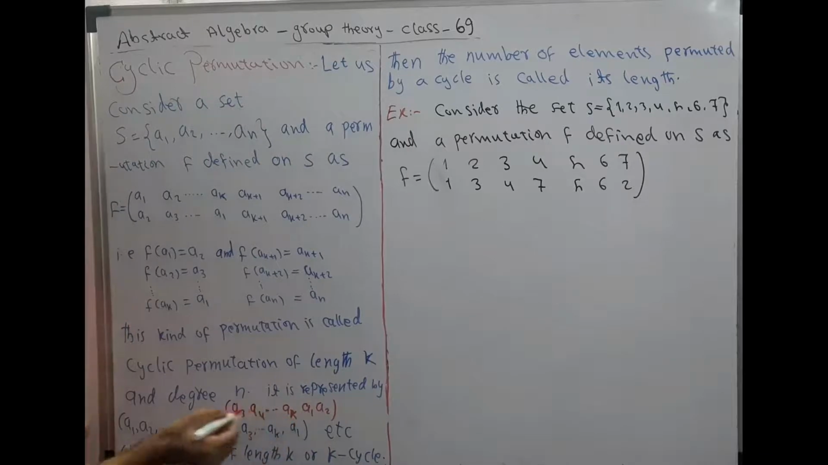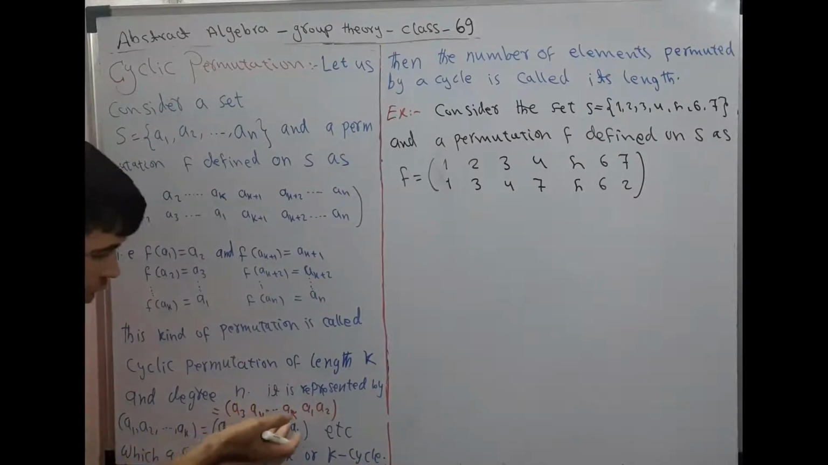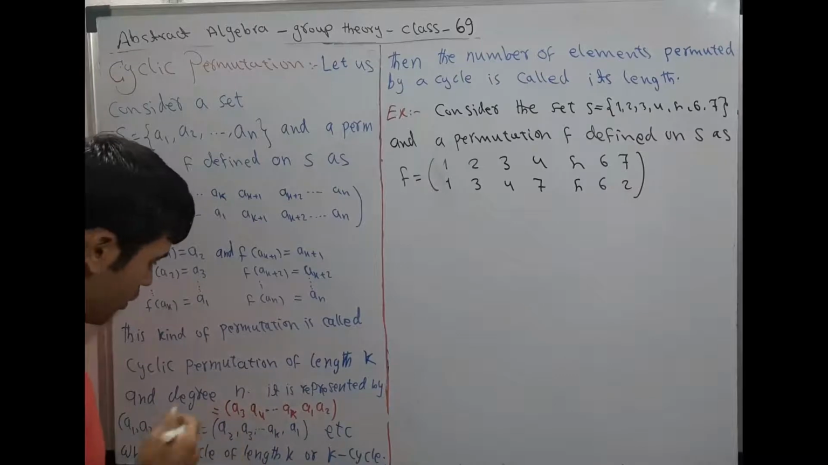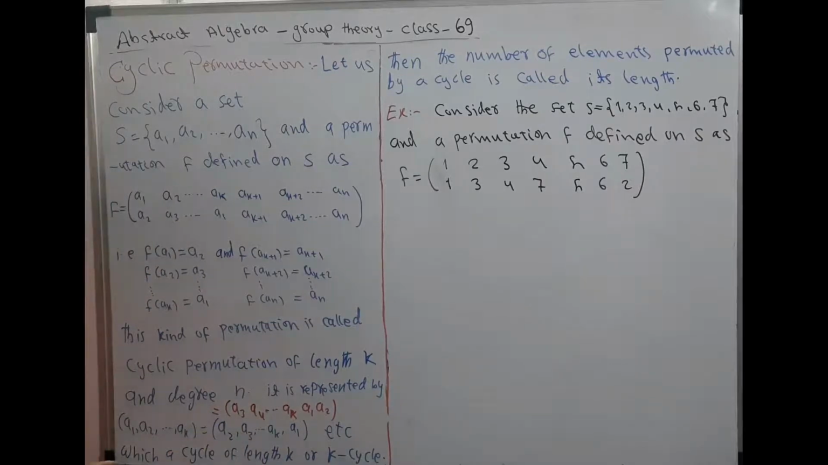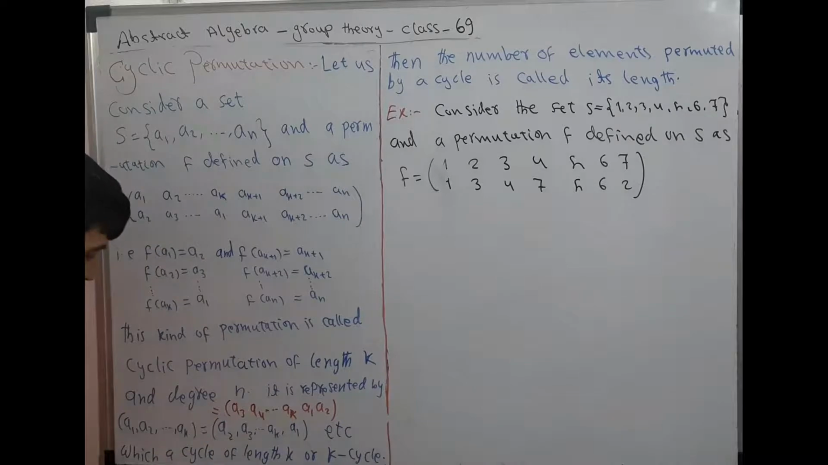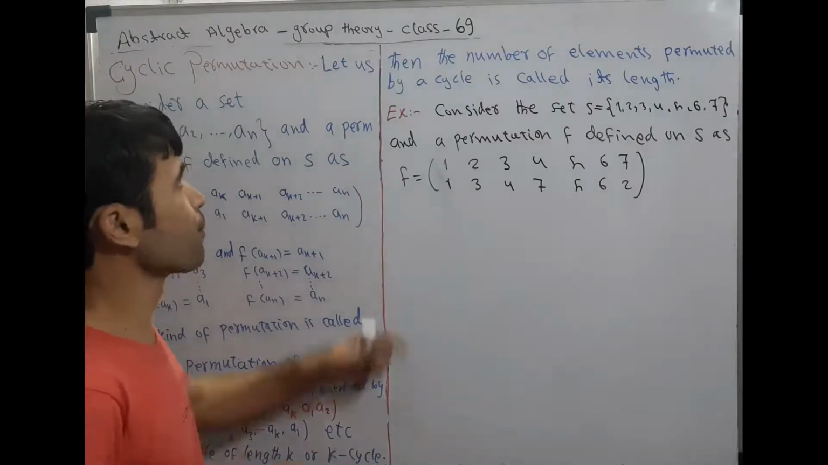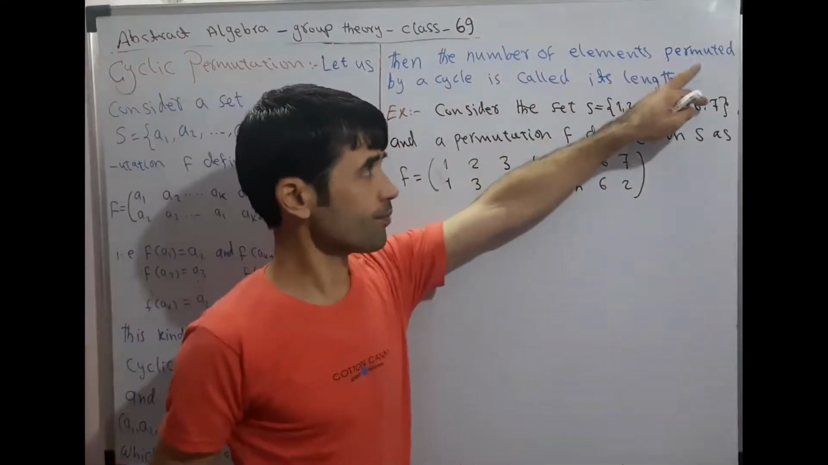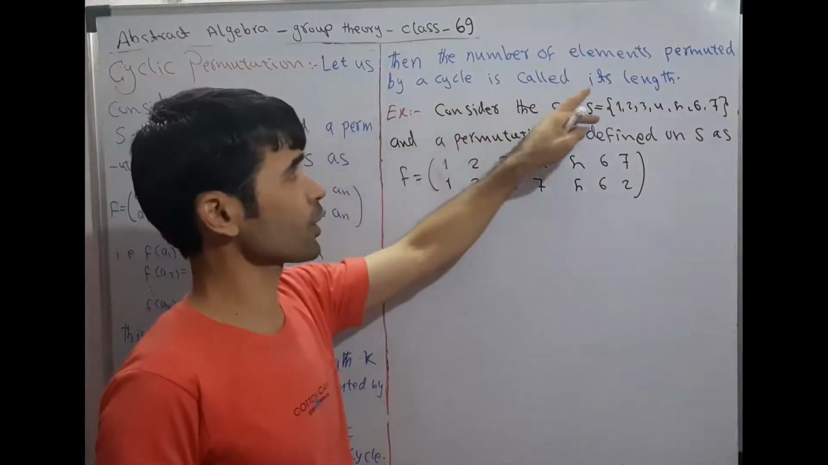We can write this permutation in this form, etc. Also we can take A3 and transfer it to the end of the bracket after A2, which is a cyclic permutation of length K, or a K-cycle. We can say this kind of permutation is a K-cycle, or of length K. The number of elements permuted by a cycle is called its length.